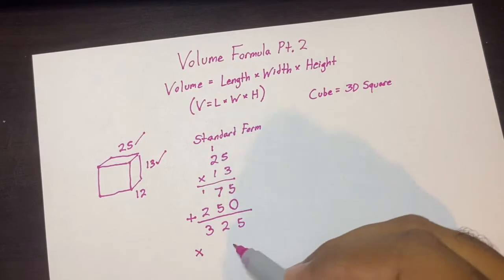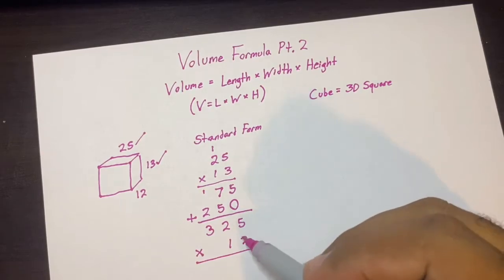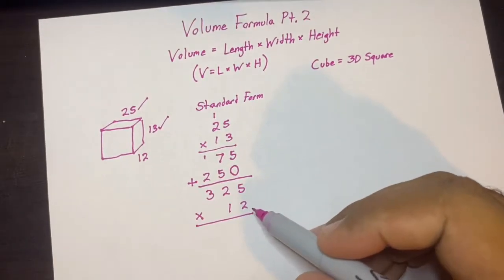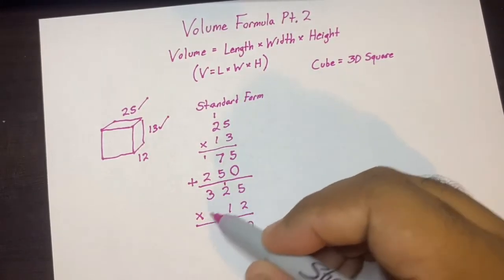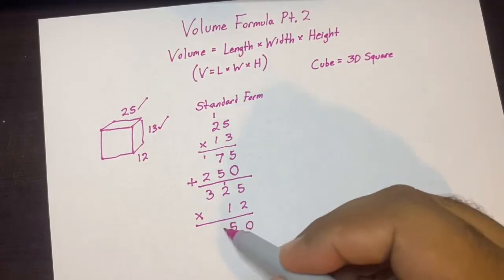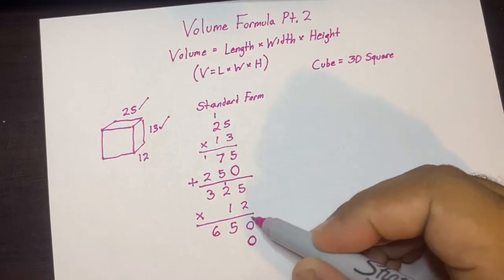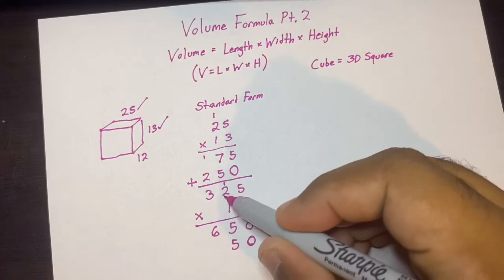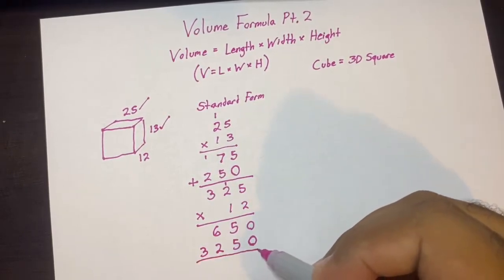So we'll do times 12. And again, we do the same process for standard form. Each bottom number is multiplied to every top number, one at a time. So 2 times 5 is 10. Carry the 1. 2 times 2 is 4, plus the 1 is 5. And then 2 times 3 is 6. We're done with this 2, so we'll add a 0 here and move on to the 1. 1 times 5 is 5. 1 times 2 is 2. 1 times 3 is 3. This is the final step.